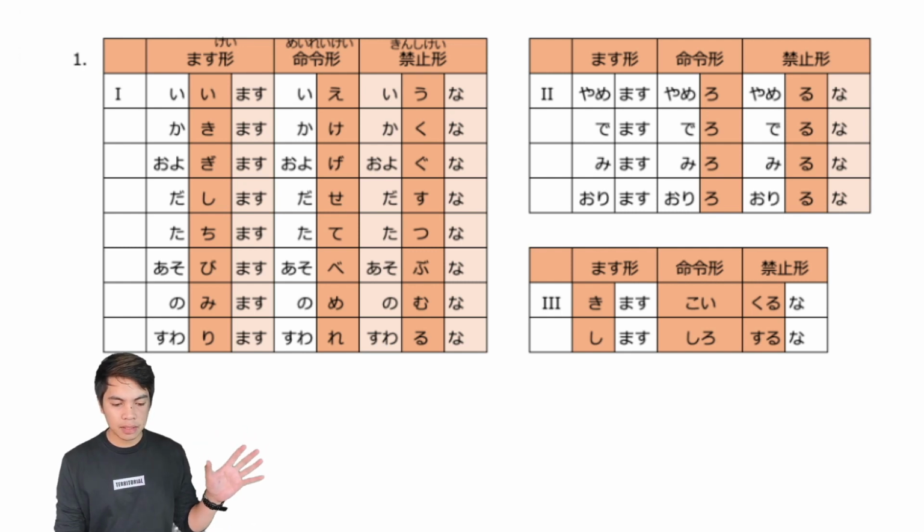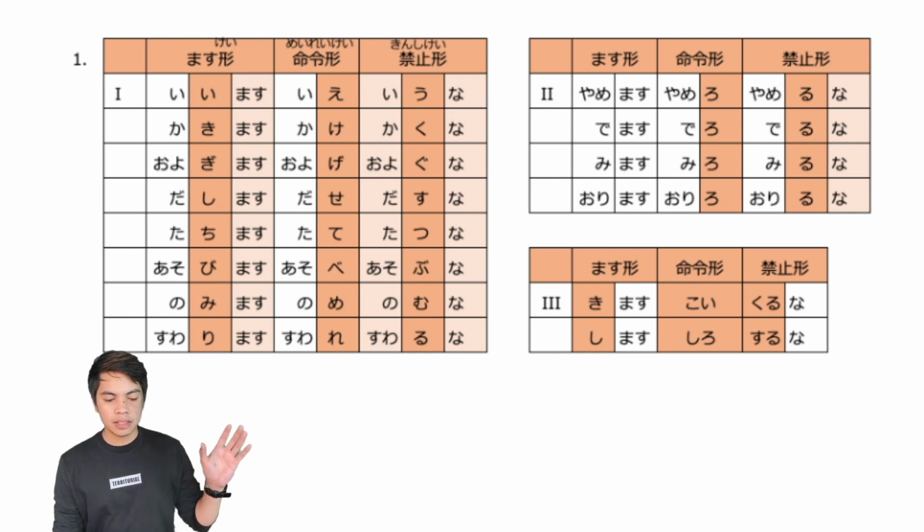Like in this table, the verbs iimasu, kakimasu, oyogimasu, dashimasu, tachimasu, asobimasu, nomimasu, and suwarimasu. If you remove the masu, the last characters are I sound characters. Now to conjugate them to meirei kei, or imperative form, just change the I sound characters to E sound characters.